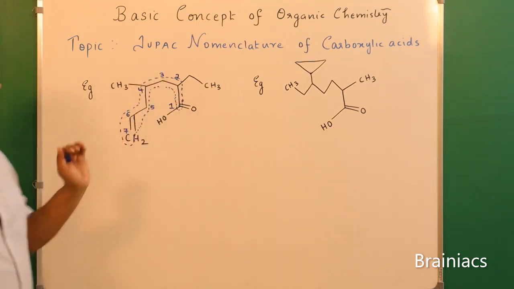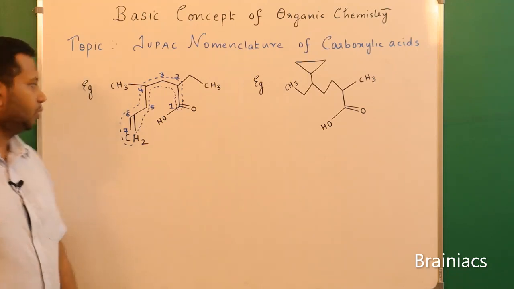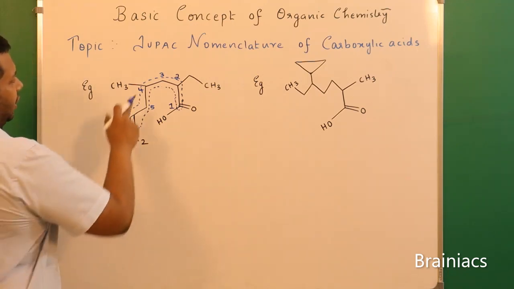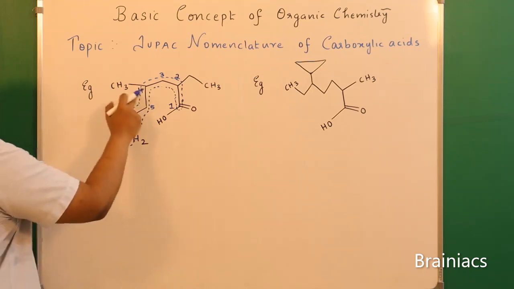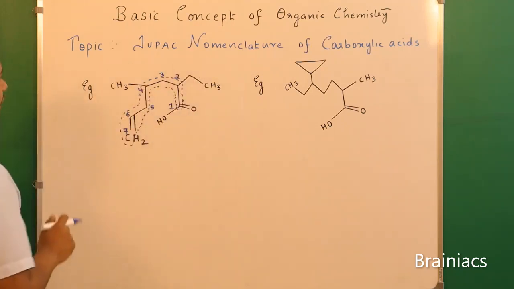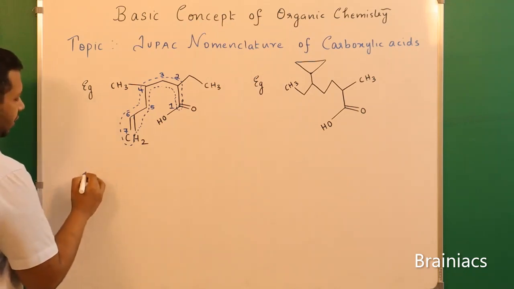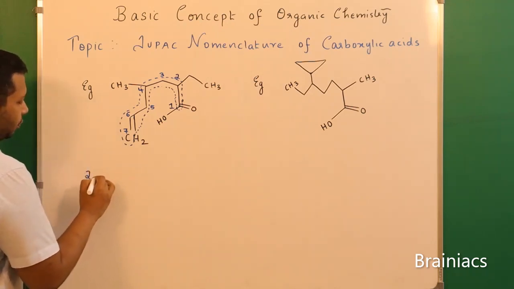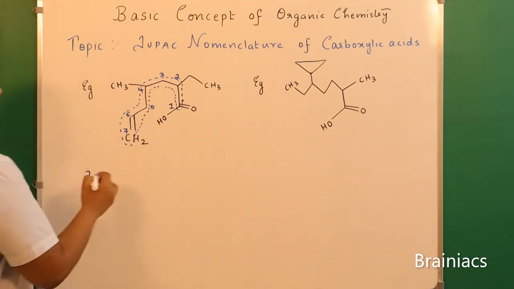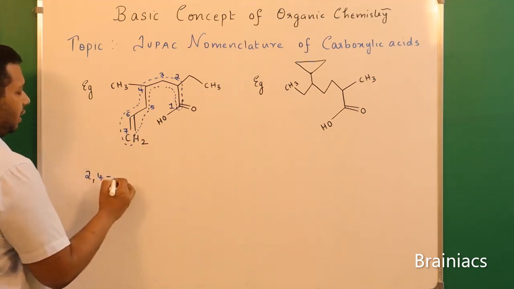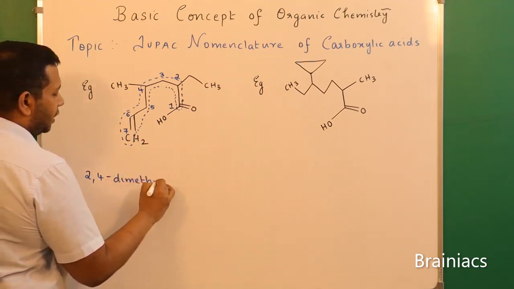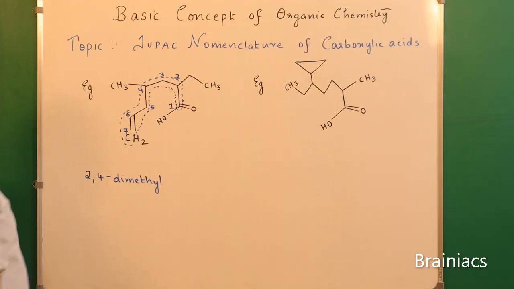Now we need to follow the format. So what is the format to be followed? First comes the second degree prefix. Second degree prefix is a substituent. At the fourth position there is a methyl and at the second position there is a methyl. So how to write, tell me: 2, 4 hyphen dimethyl, then comes the 1 degree prefix.